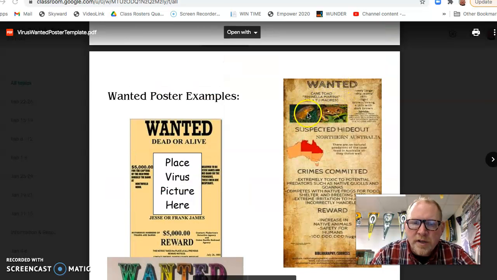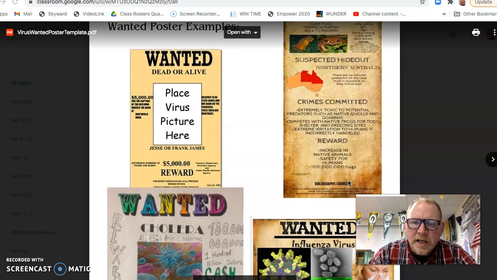Here's another one over here, wanted. This cane toad, its suspected hideout is in northern Australia. Its crimes, it's extremely toxic. It has some potential predators. It competes with other native frogs. And it's got all that kind of information on there. The bibliographies are down here.